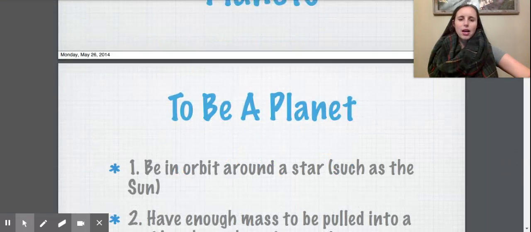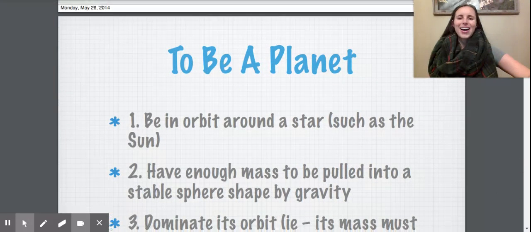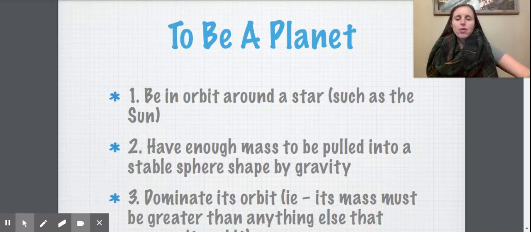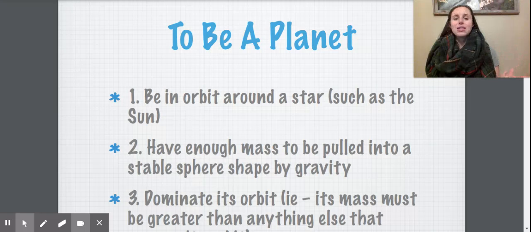No, sorry, I lied. We have to talk first about what it means to be a planet. There are actually rules around being classified as a planet. There are other things in the universe that are not planets because they don't follow these three rules. The first rule is that a planet must be in orbit around a star. On that last picture, you can see all of the planets were orbiting around a star. Our star in our solar system is the sun.